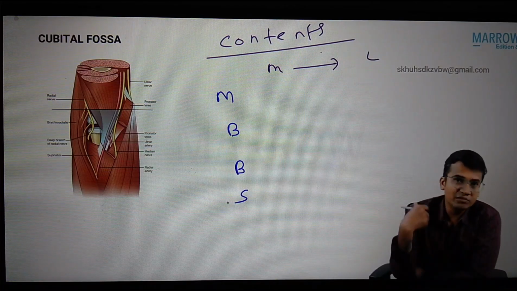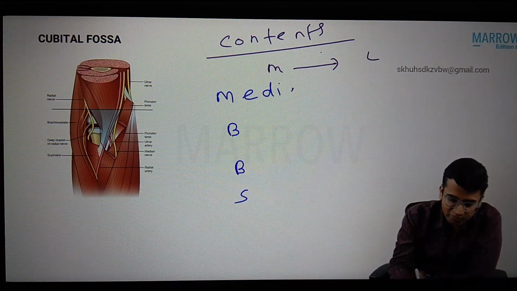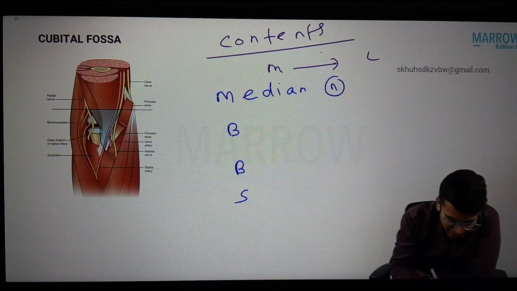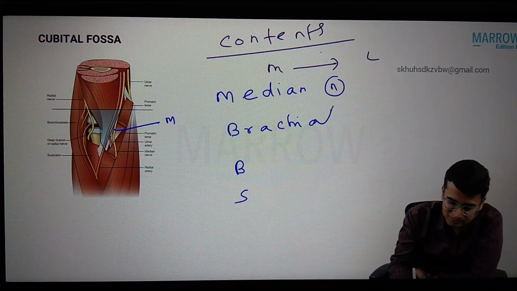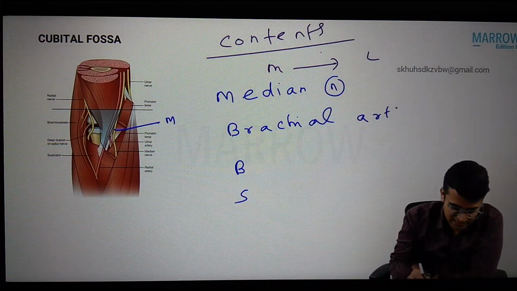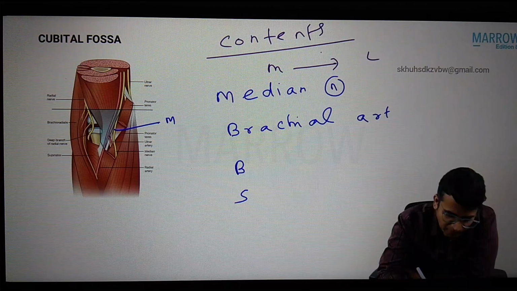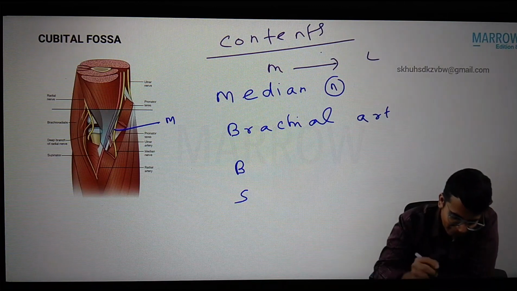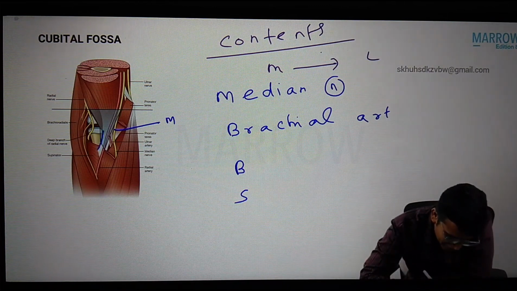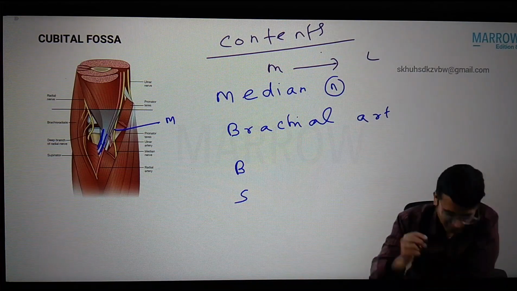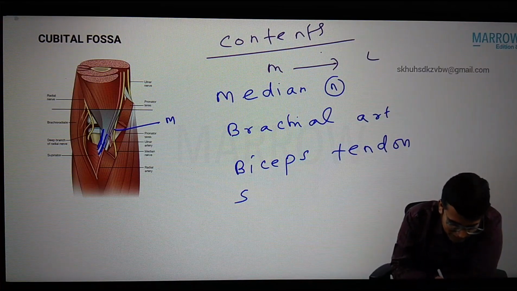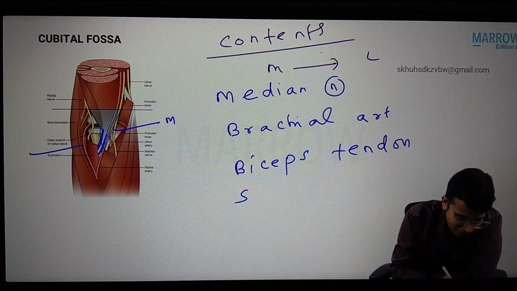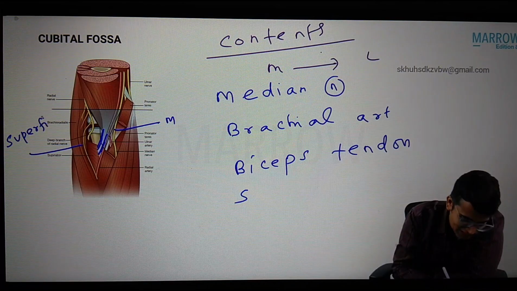The mnemonic is MBBS. The medial most structure in the cubital fossa is the median nerve. Next, the brachial artery. After the brachial artery, can you see the tendon here? I'll highlight it in blue. That is the biceps tendon. Then the last one is the superficial branch of the radial nerve.